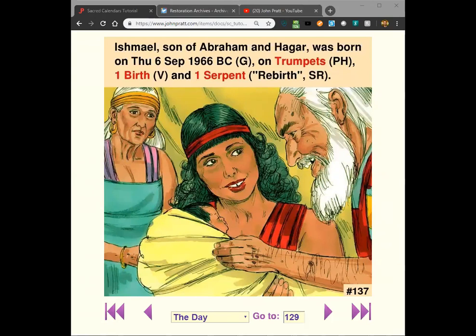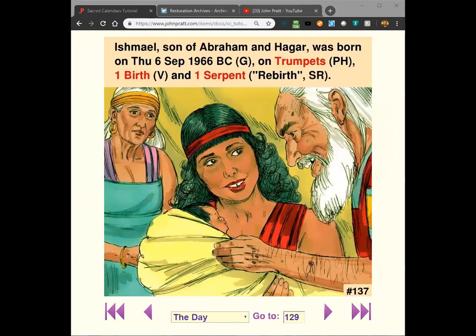Okay, now this is another cool one. He's born on one birth on the Venus calendar. I'll give you a little bonus that's not in here. He's born on one birth on the Venus calendar and one resurrection on the Mercury calendar on the day one serpent, sacred round. And Isaac, that's going to be born, whose birth we've already looked at.